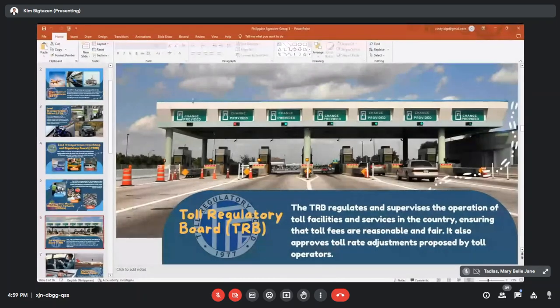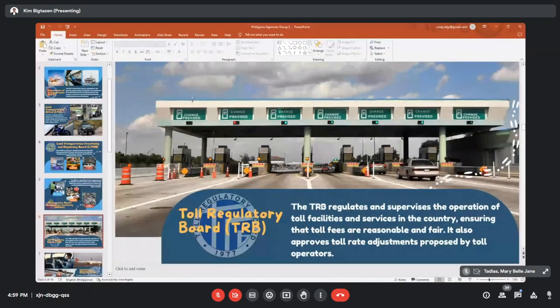So, Toll Regulatory Board or TRB. The TRB regulates and supervises the operation of toll facilities and services in the country, ensuring that toll fees are reasonable and fair. It also approves toll rate adjustments proposed by toll operators.